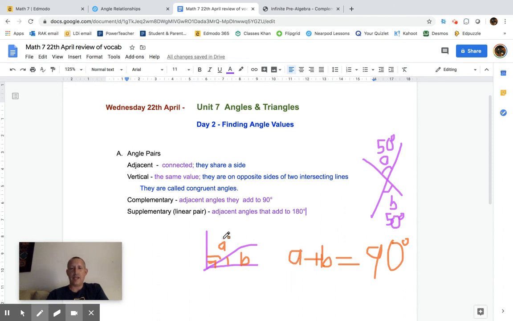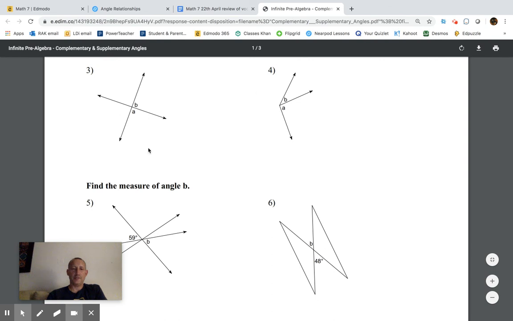If I know angle A, then I can find angle B. Let's say angle A was actually 32. Then I know that 32 plus the other angle is going to equal 90. Well, how do you undo adding? You subtract. So 90 minus 32 is going to give us that angle. Let me show you on some worksheets here.